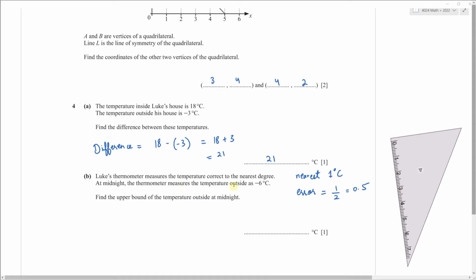At midnight, the thermometer measures outside temperature as -6 degrees Celsius. Find the upper bound of the temperature outside at midnight. So upper bound will be the temperature measured plus the error, because you're trying to find the upper bound. Measured temperature is -6, error is 0.5. So -6 plus 0.5 will be -5.5 degrees Celsius, the upper bound of temperature outside at midnight.